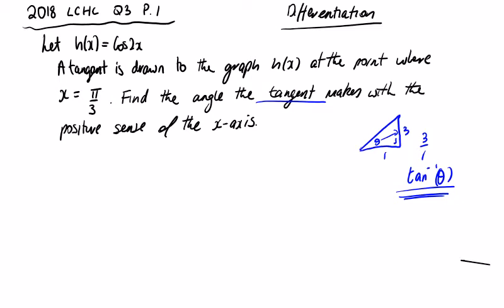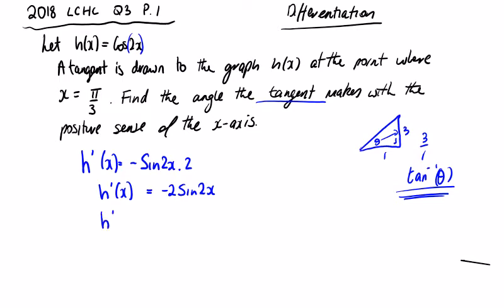So the first thing we have to do is differentiate. We know that cos goes to minus sine. So we're going to have minus sine 2x. And we'd have to differentiate the angle as well. So that will give me 2. So h prime x is going to be minus 2 sine 2x. So now I can put in my value for x to give me the value of the slope.